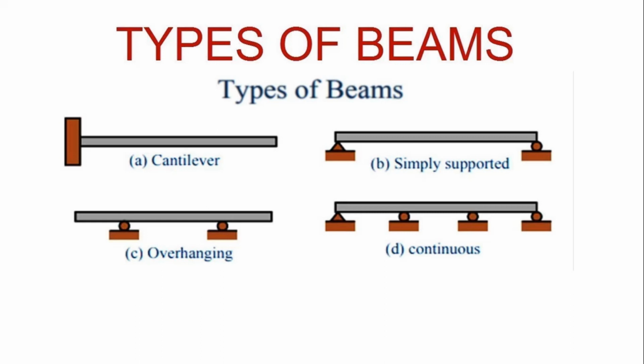Next is the continuous beam, which means a beam that has more than two supports. This continuous beam differs from these three pictures, because the simply supported beam has only two supports at the ends A and B, and the overhanging beam also has only two supports A and B, whereas the continuous beam has more than two supports. So, this is A, B, C, D. When more than two supports are there, it is called a continuous beam.